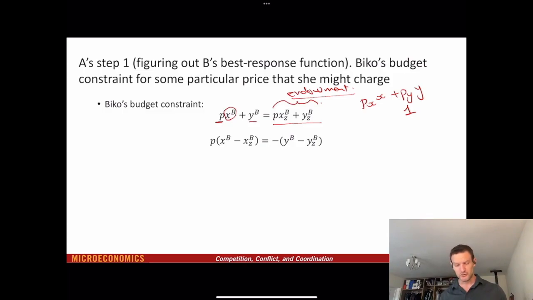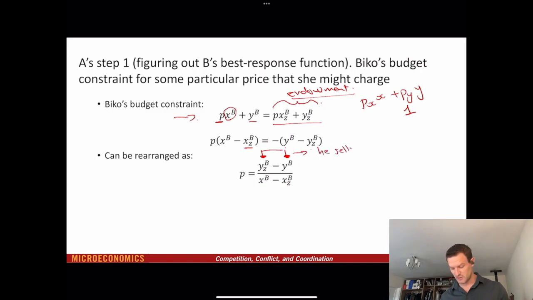Okay, so what do we do? We can take this first line here, we can rearrange it, and that's going to give us P times (X minus XZB). Remember, XZB is how much X Biko has to start off with. And we're going to see that that's going to be equal to YB minus YZB. Then we can rearrange that, and we can see that the amount of Y that Biko started off with here, minus how much he gives up, right? So this over here is how much he sells.